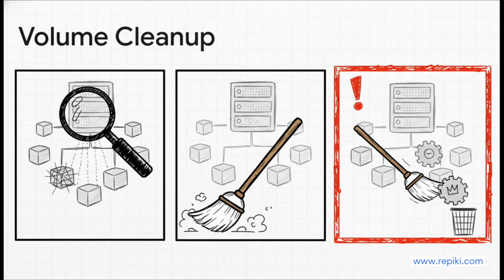The good news is, Docker makes this pretty easy. You can list all the dangling volumes with a simple filter. Then, docker volume prune will get rid of all the anonymous ones for you. It'll even ask for confirmation first, which is nice.